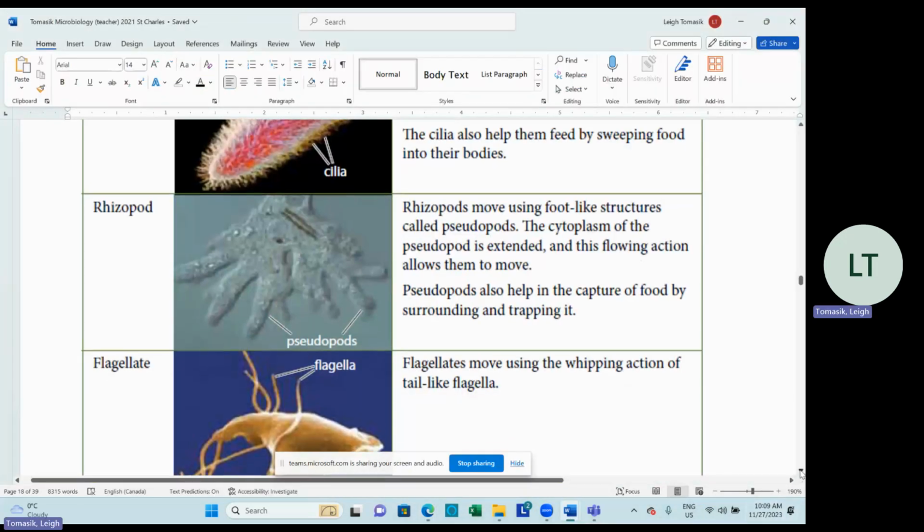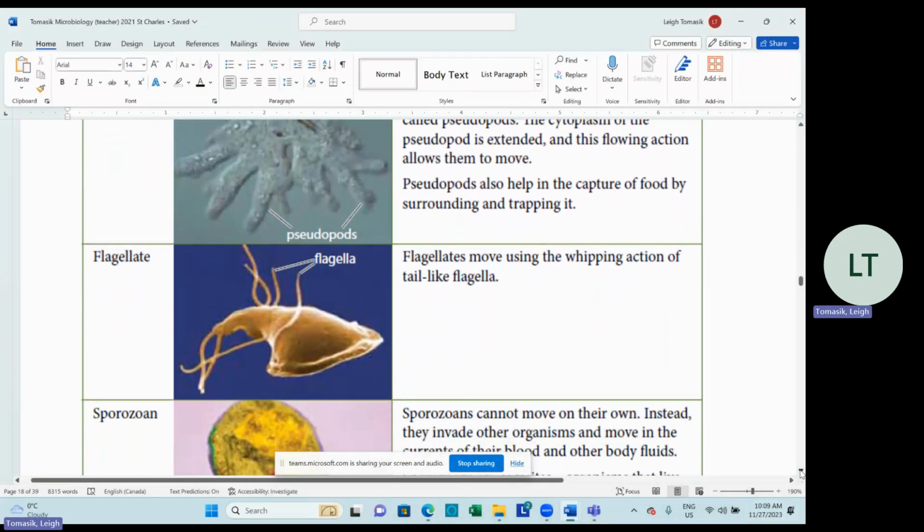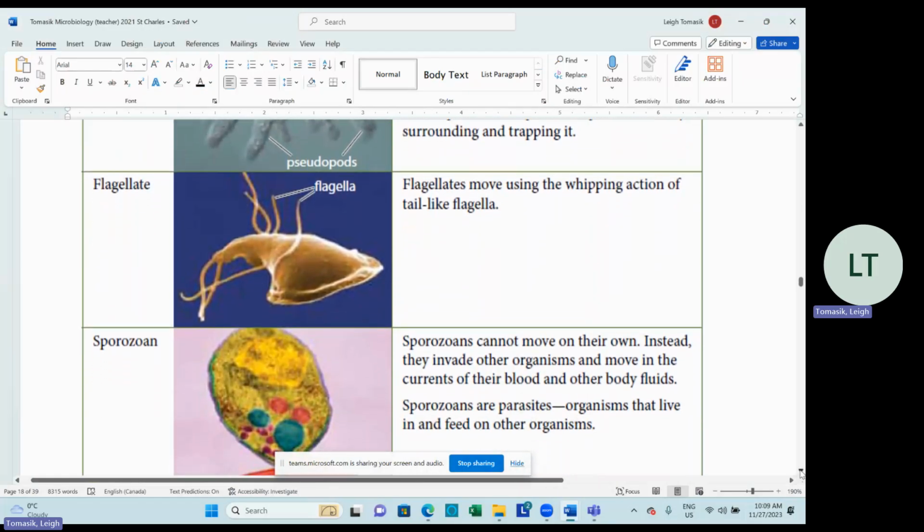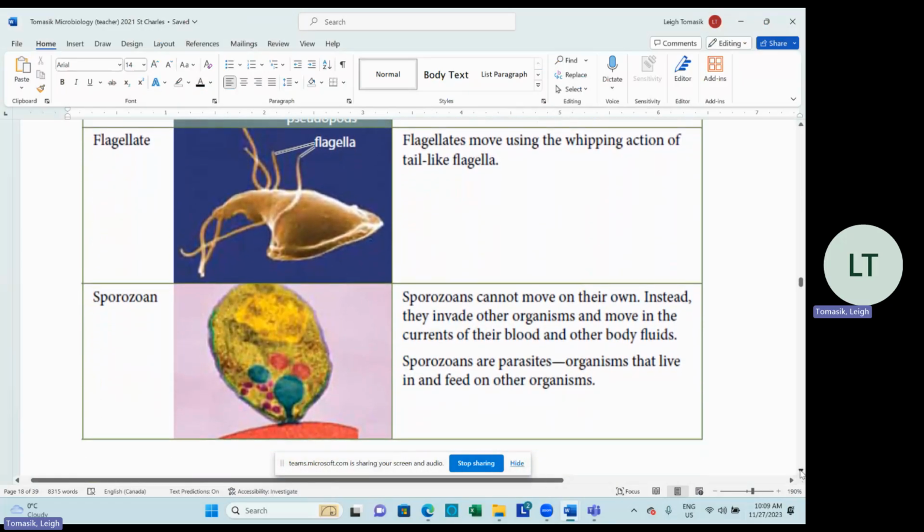And then we have flagellates. So some of the animal-like protists move like the euglena. They have that whip at the back that rotates and acts like a motor on a boat. And then you have some that don't move at all.